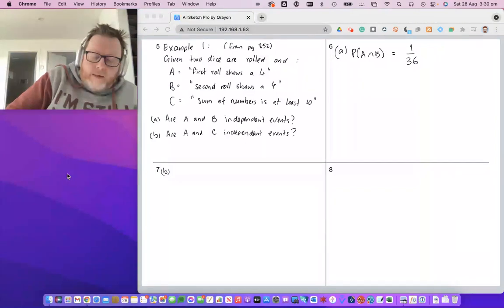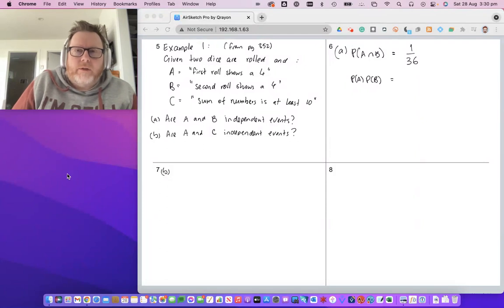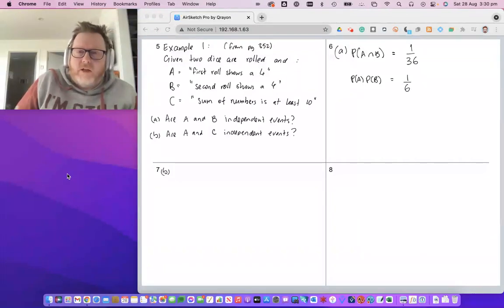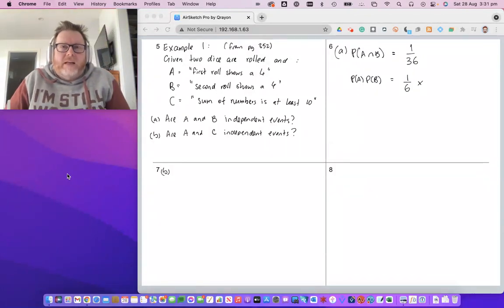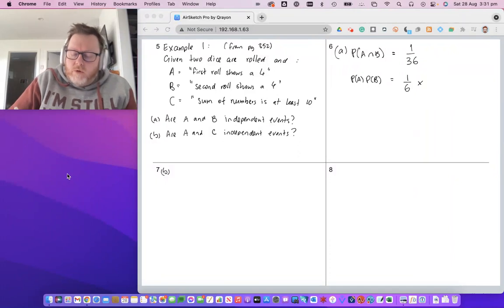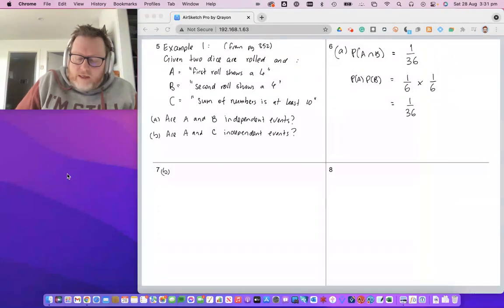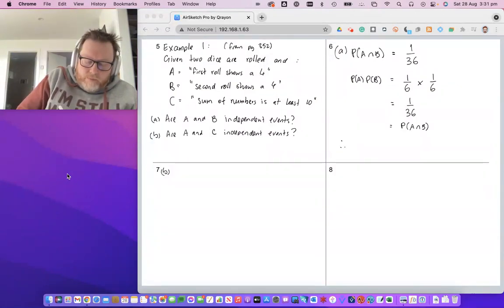Okay. The probability of A multiplied by B is considering them separately. The probability of A is that the first die shows a 4. Well, there's one way of getting a 4, and there are 6 faces on the dice, so it's 1 in 6. The probability of B is exactly the same, getting a 4, but on the second die. So that would also be 1 on 6. And if I multiply tops and bottoms together, I get 1 on 36. And if you want to be really fancy, you can say which equals probability of A intersect B. Okay, therefore, events are independent.